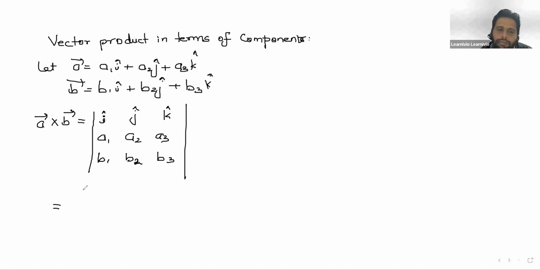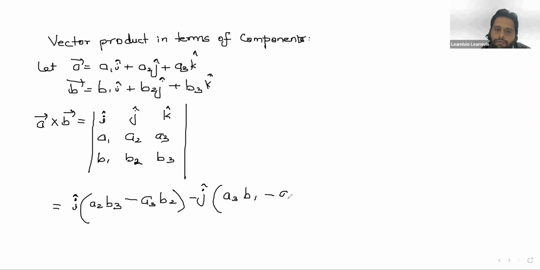So how will you find this? First, choose i cap. We will expand this along the first row. Select i cap, then A2 B3 minus A3 B2. Then minus j cap. So for minus j cap, A3 B1 minus A1 B3. Then plus k cap, A1 B2 minus A2 B1.